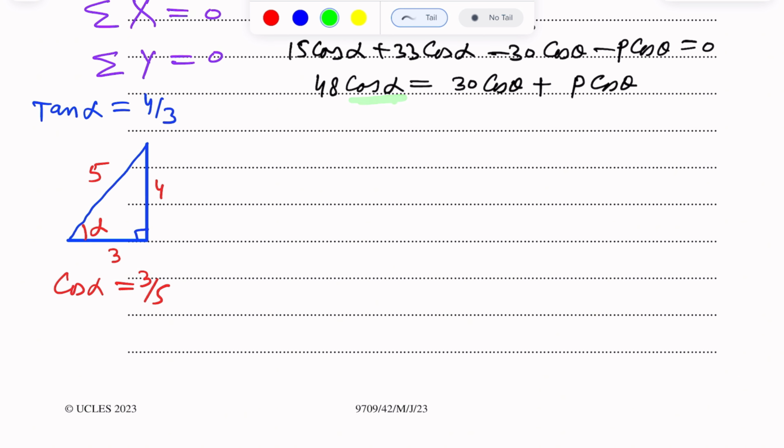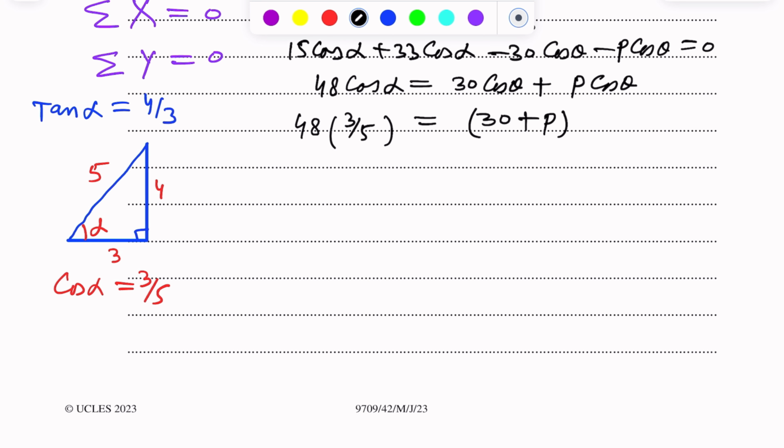here. We get 48 into 3 over 5 is equal to 30 plus p, taking cos theta as common. Simplifying this, 48 into 3 over 5, that is 28.8 is equal to 30 plus p into cos theta. Let this be equation number 1 for reference.